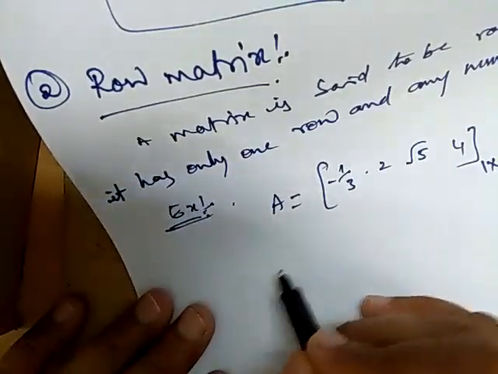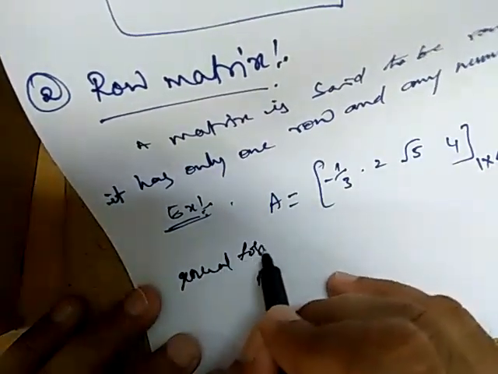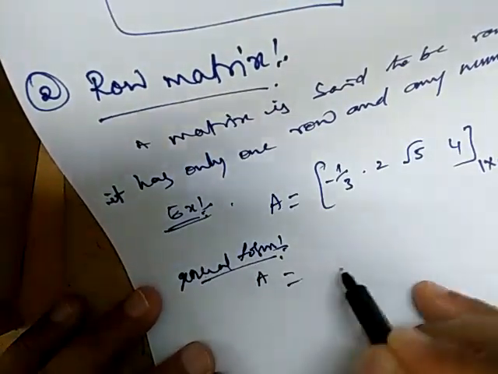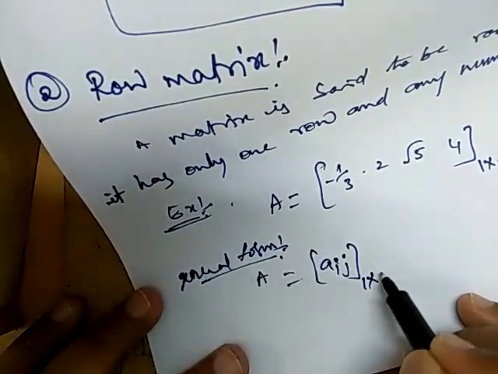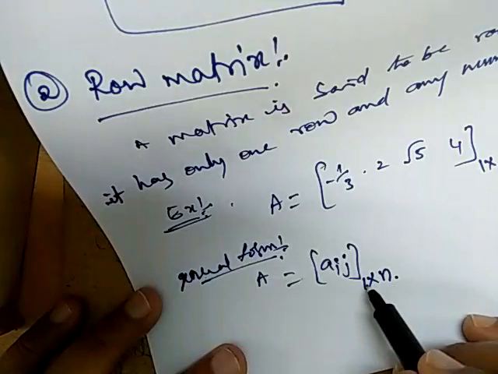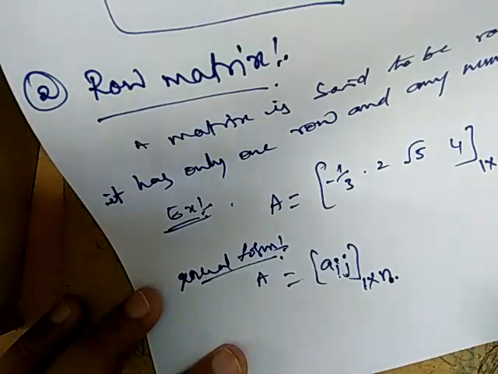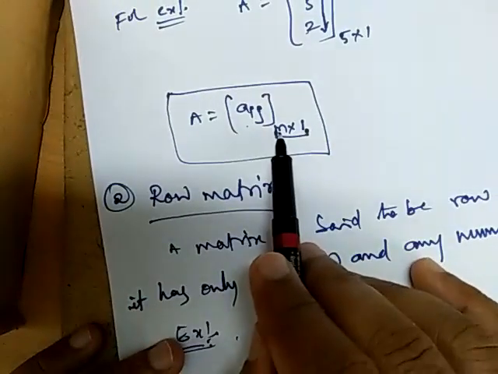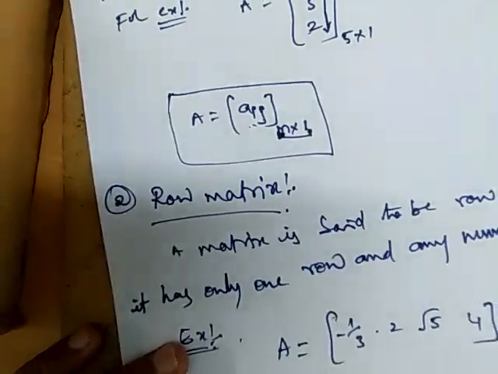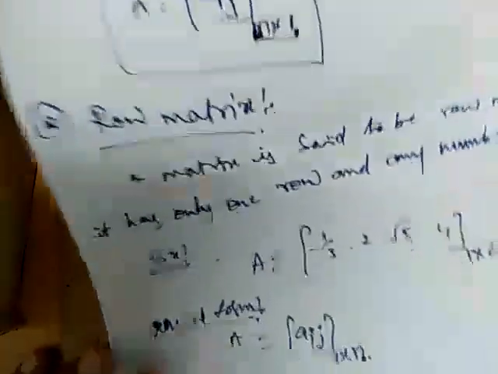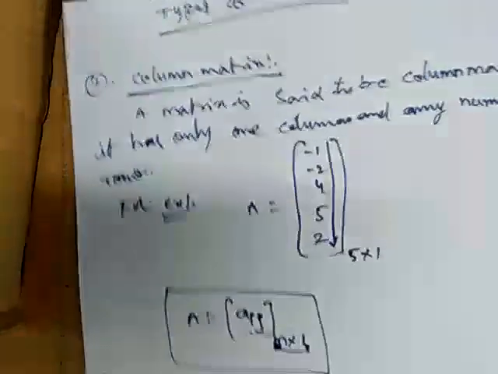The general form of row matrix is A equals A ij, 1 into n, because the i value is 1 and the j value is n, which can be any value. In the column matrix, the i value is m and the j value should be 1, because there is only one column. Here only one row. This is row matrix, this is column matrix.